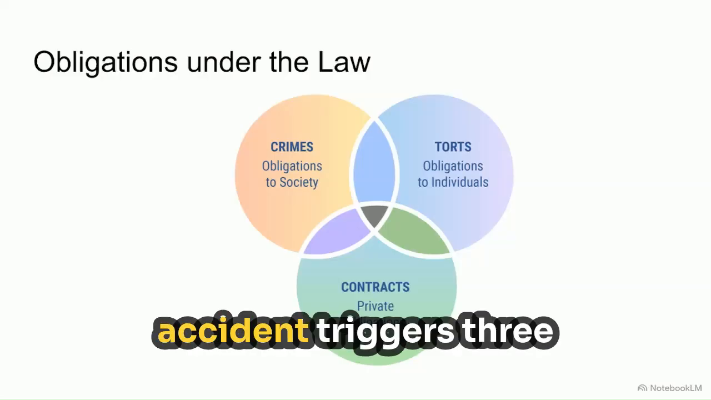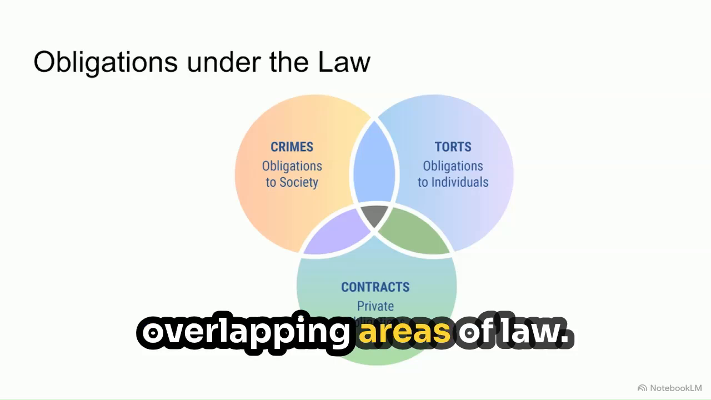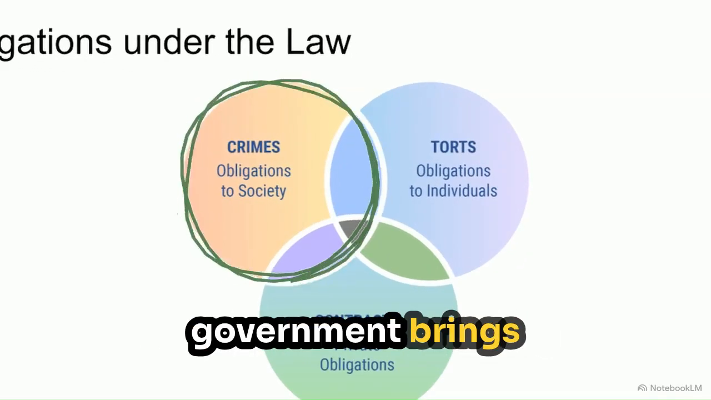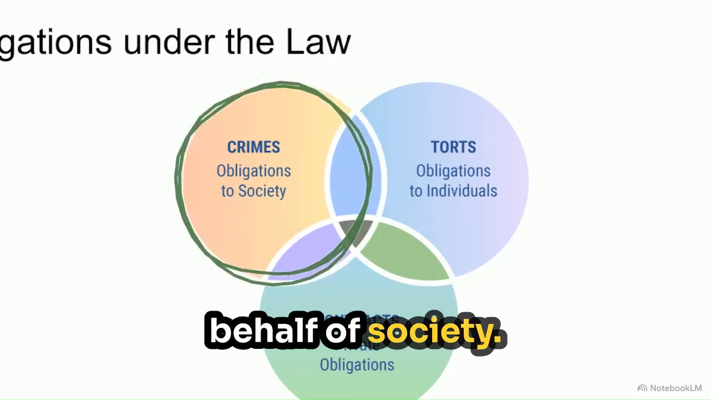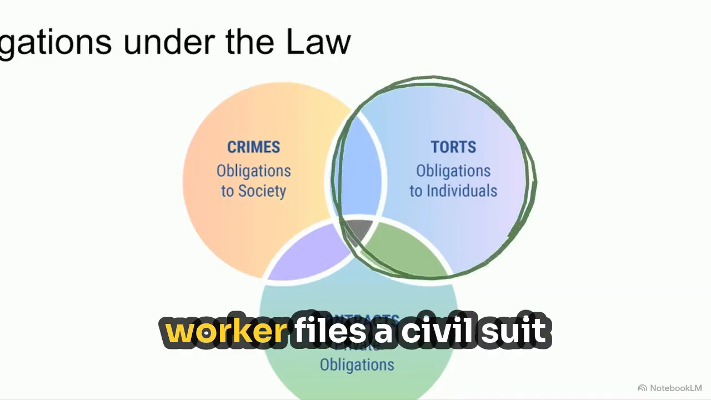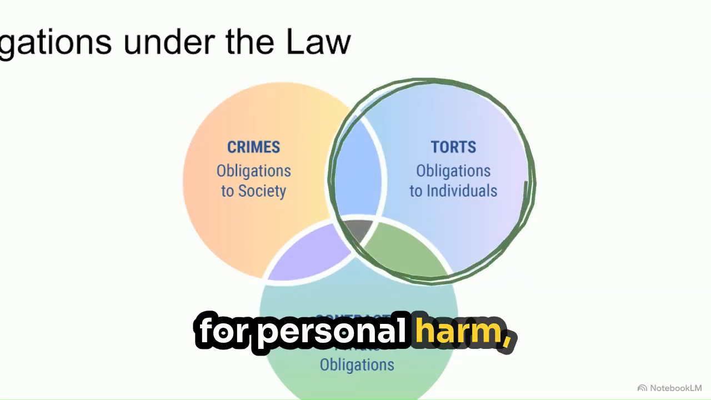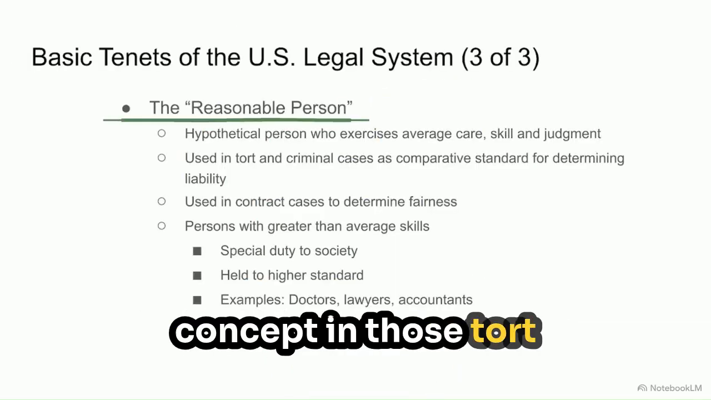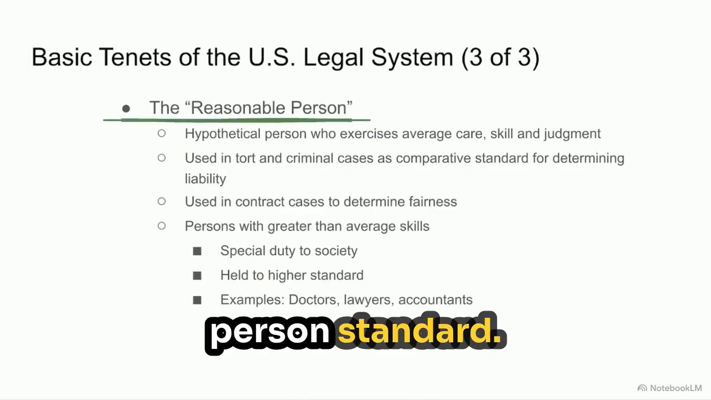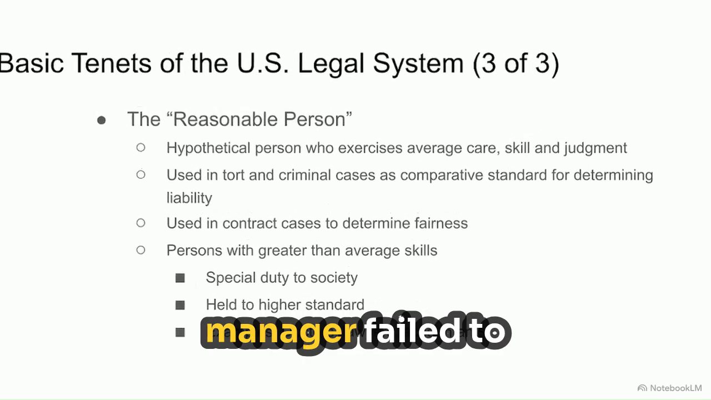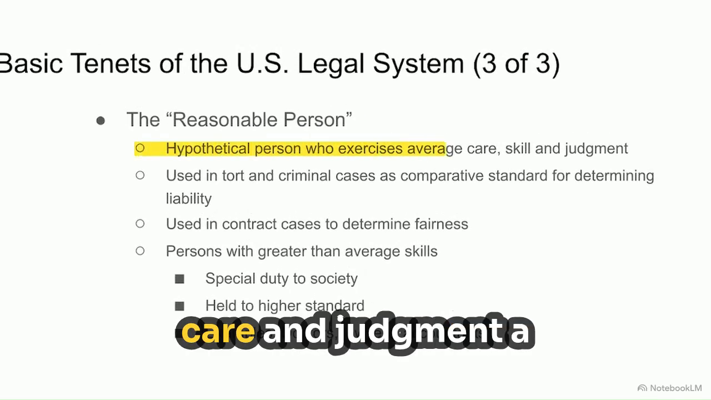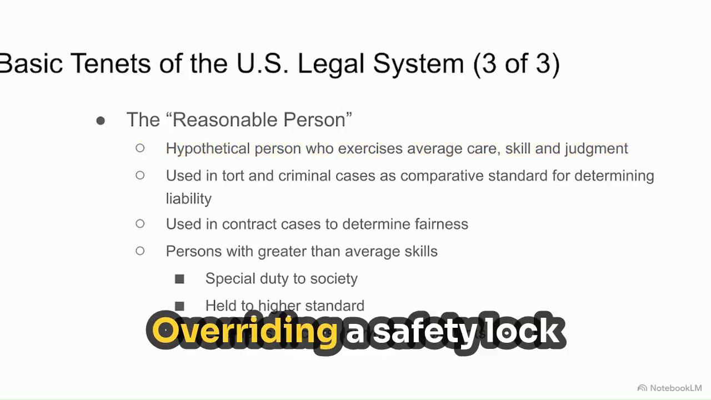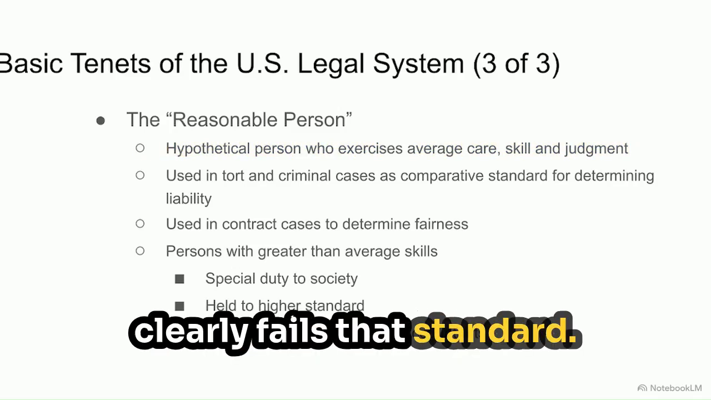Our single factory accident triggers three overlapping areas of law. First, breaking a safety statute means the government brings a criminal case on behalf of society. Second, the injured worker files a civil suit for personal harm, falling under tort law. This slide outlines a core concept in those tort cases, the reasonable person standard. The court asks if the manager failed to exercise the average care and judgment a hypothetical reasonable person would use. Overriding a safety lock clearly fails that standard.